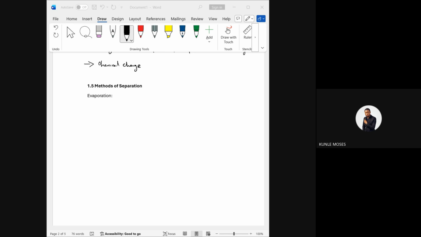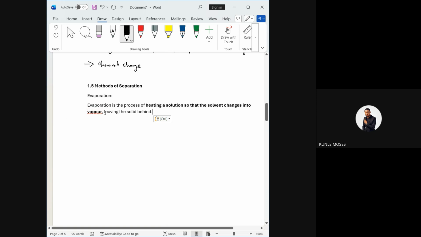So I want you to write down the evaporation. Write down the definition. So the principle, like I said, is the boiling point. You will see questions on this a lot. So evaporation is just the process of heating a solution so that the solvent can change into vapor, leaving the solid behind.